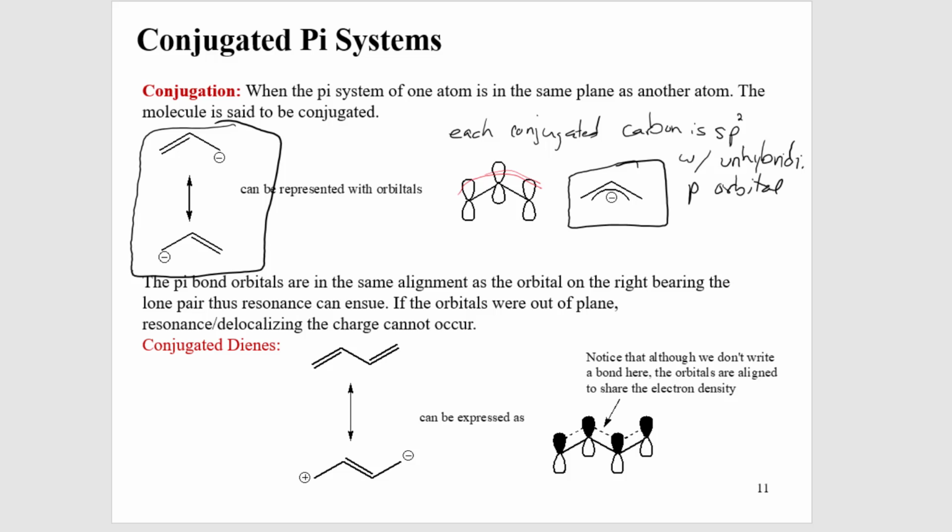Now, the pi bond orbitals are in the same alignment as the orbitals on the right bearing the lone pairs. Thus, resonance can occur. So ultimately, conjugation means that the p orbitals have to be aligned. If the p orbitals are 90 degrees or orthogonal to one another, they are not conjugated. So in order to pass the electrons from one to the next, you have to have those p orbitals aligned.